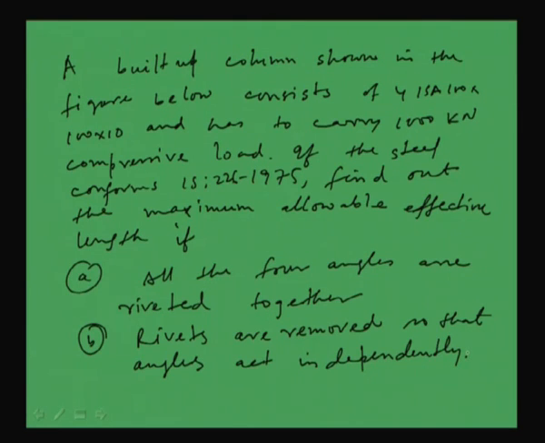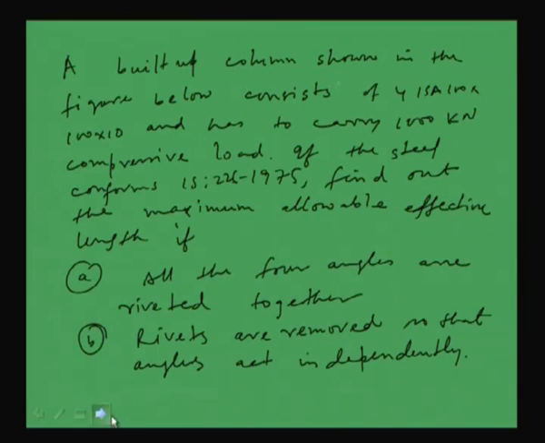Right? So, let's see the orientation of the angles. So, these are placed like this. So it has been riveted like this, angles are ISA 100 by 100 by 10, right? So this is one angle, this is another angle, and this is another angle, right? And this is another angle.